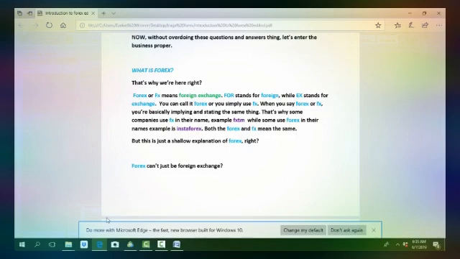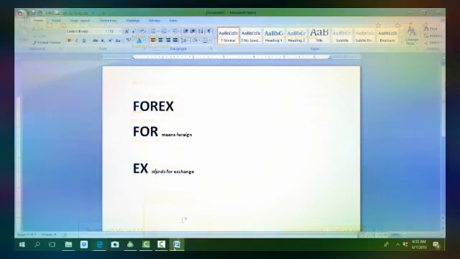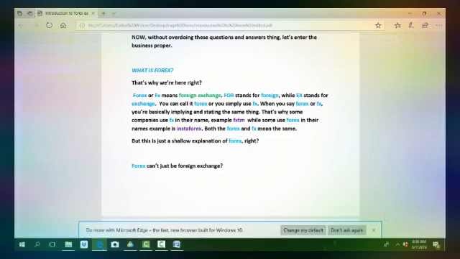So you can call it forex or you simply use FX. Forex or FX, they are the same. The FOR is the F, while the EX is the X. Foreign exchange. All right, let's go back to the PDF. So that's what forex means.